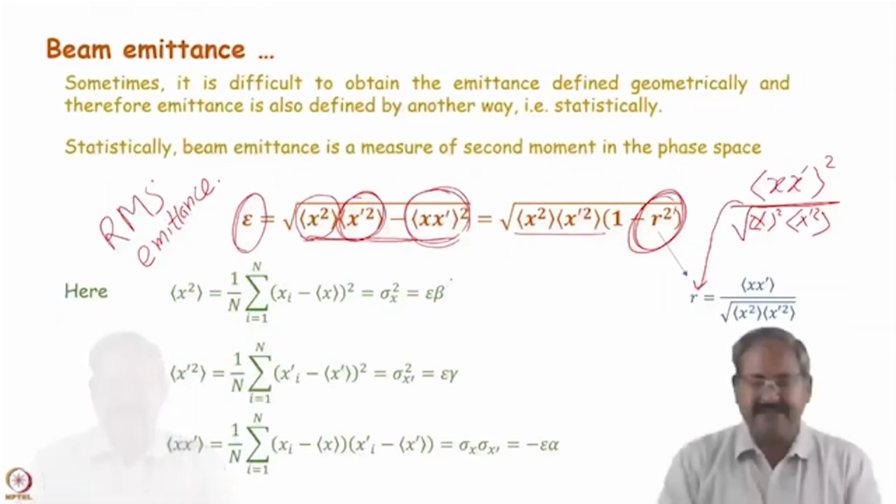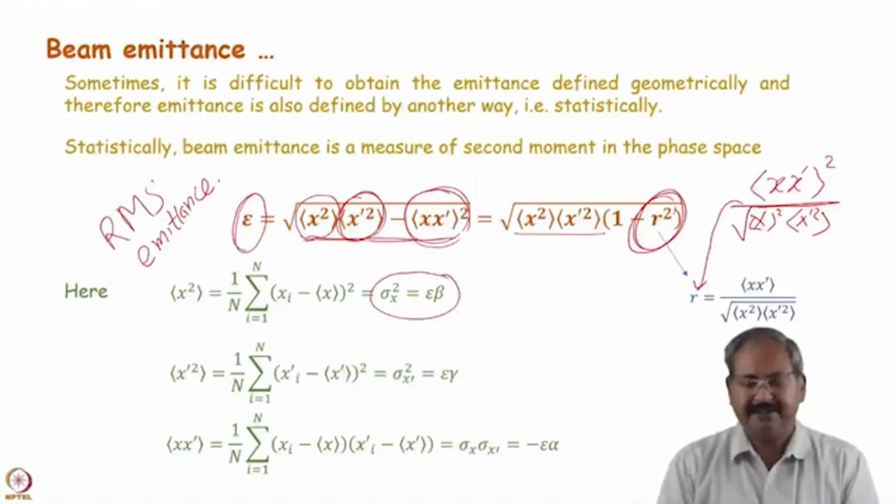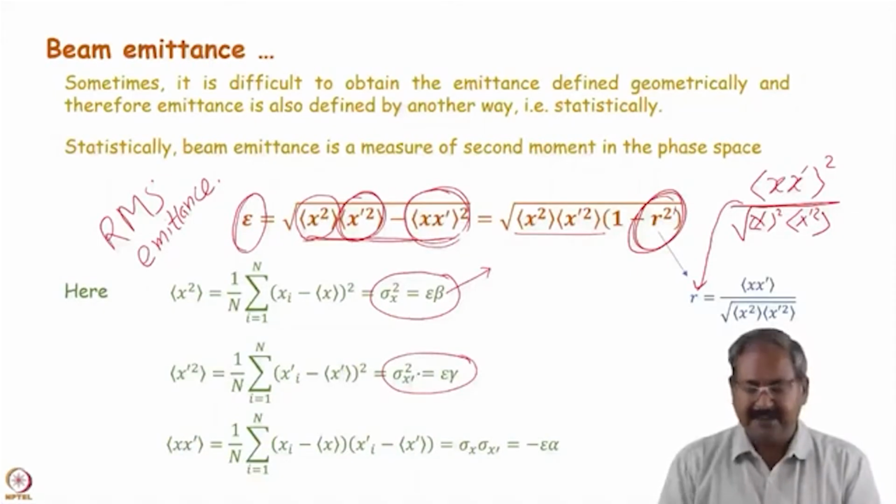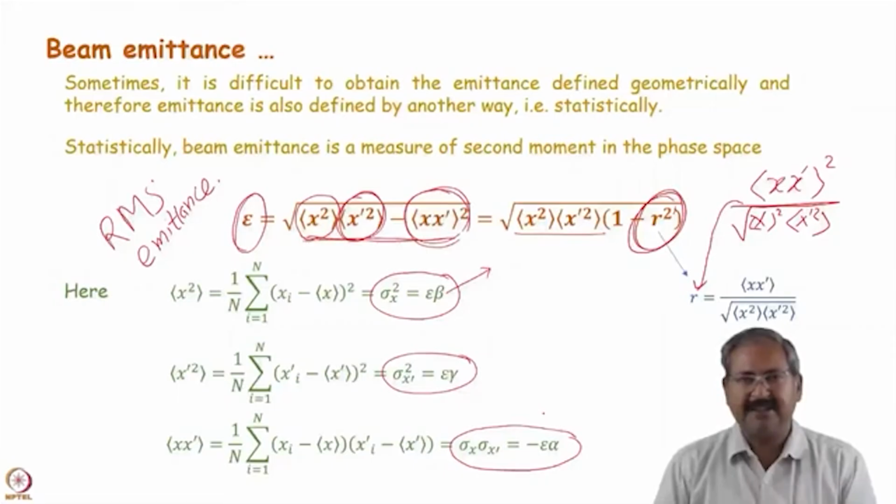So now this beam size is defined by emittance and beta. Beta has the physical meaning of defining the beam size, gamma has the physical meaning of defining the beam divergence, and alpha has the physical meaning that it correlates the beam size and divergence at that location. So it is the tilt of the ellipse. If alpha is 0, it means the ellipse is not tilted. Ellipse not tilted means the major axis and minor axis of the ellipse coincide with the coordinate axes. This is the case when alpha is 0.